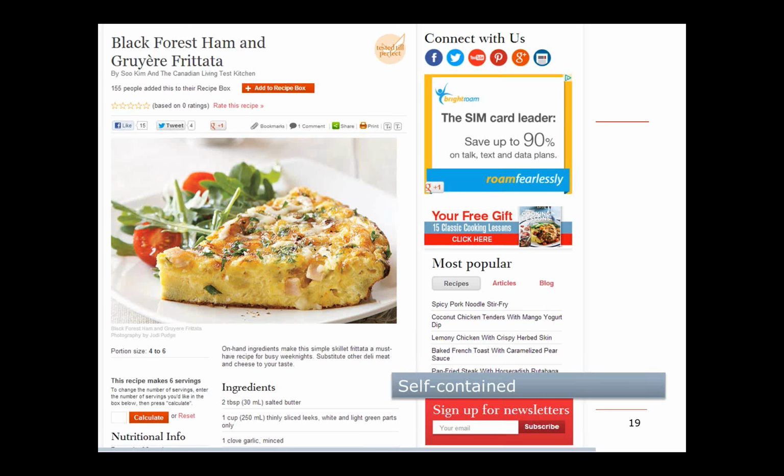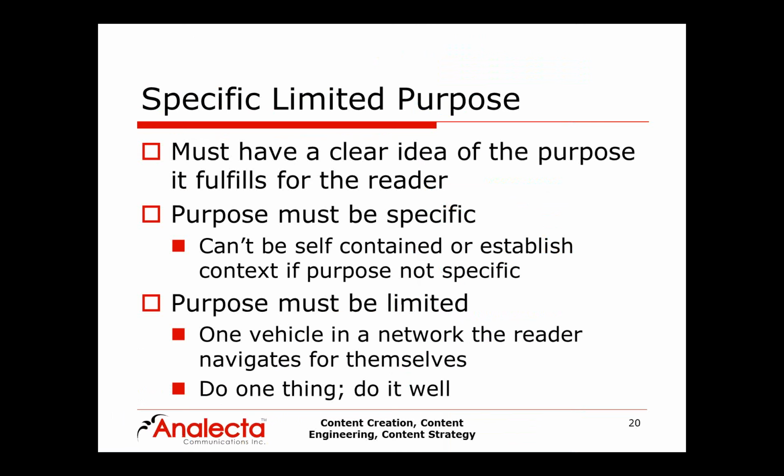So a recipe is highly self-contained. It tells you everything you need to know to cook exactly one dish. And it has a specific and limited purpose, that is, to cook that one dish. The purpose is not only, I want to emphasize here, not only specific, but limited. You need to limit the purpose of your topics if this is going to be effective.